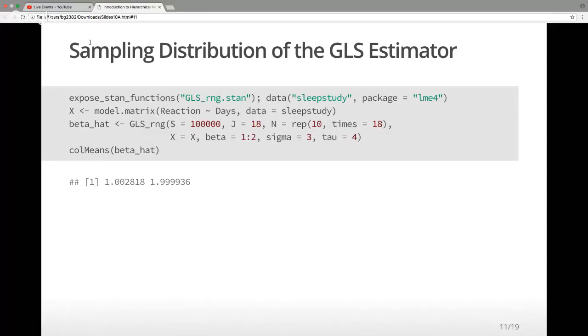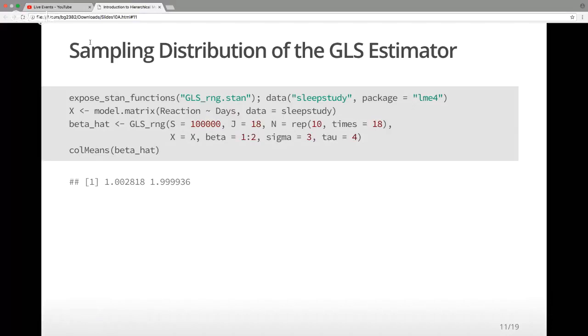So we can use the so-called sleep study data set, a data set where they did an experiment depriving people of sleep for some number of days and then measuring their reaction time when they threw stuff at them. So we create an X matrix based on the intercept and the number of days that you've gone without sleep. We do 100,000 observations. People were divided into 18 groups, or there were 18 people, and they each had 10 things thrown at them, 10 measurements of their reaction time.